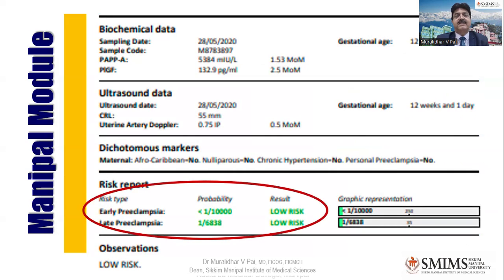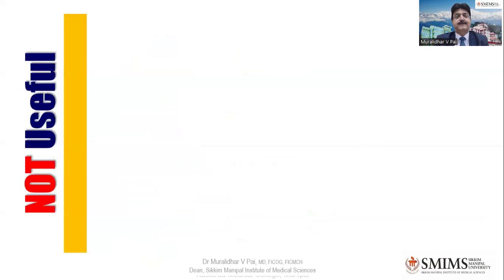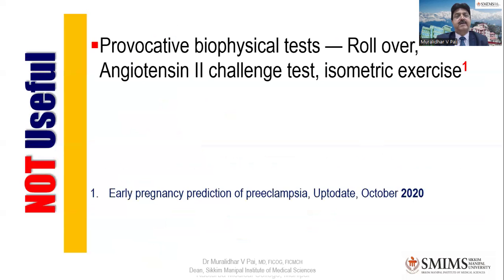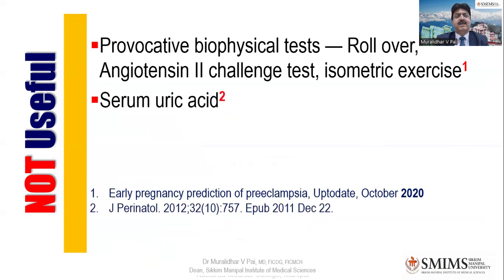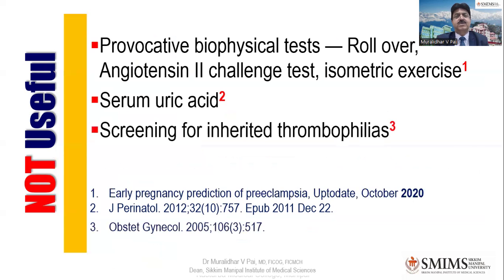So this is like a 3-in-1 test. It will give us information about the risk for Down syndrome. It will tell us about the risk for preeclampsia and additionally FGR. So this is the test we do nowadays, and this particular patient is low risk. Not useful are other tests, like I already said, rollover test, angiotensin 2, and these are cumbersome. Luckily, we don't have to do serum uric acid. It is also not very predictive.